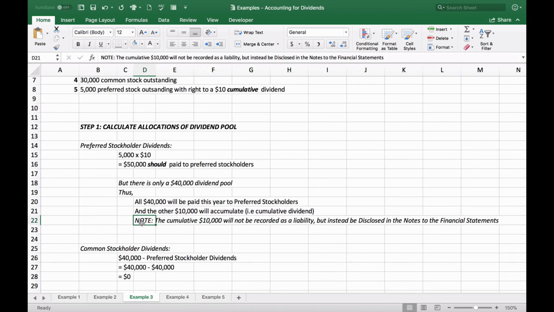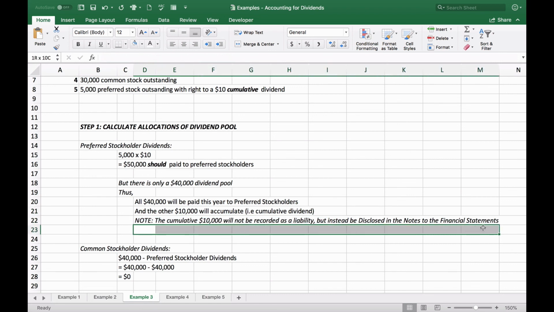And secondly, this cumulative $10,000 isn't actually a liability. Instead it will be disclosed in the notes of the financial statements. So even though they have $10,000 worth of cumulative dividends, they're actually not a debt or a liability. It's still contingent on the company earning enough profits to be able to pay the preference dividends in future. So because it's a contingent liability, it will be disclosed in the notes of the financial statements.